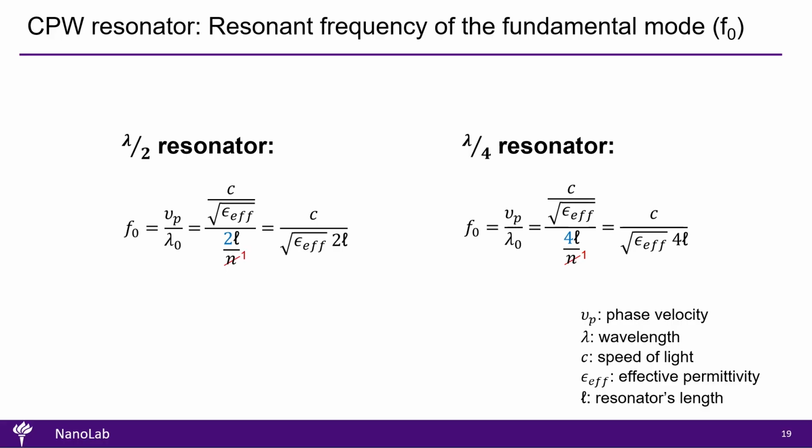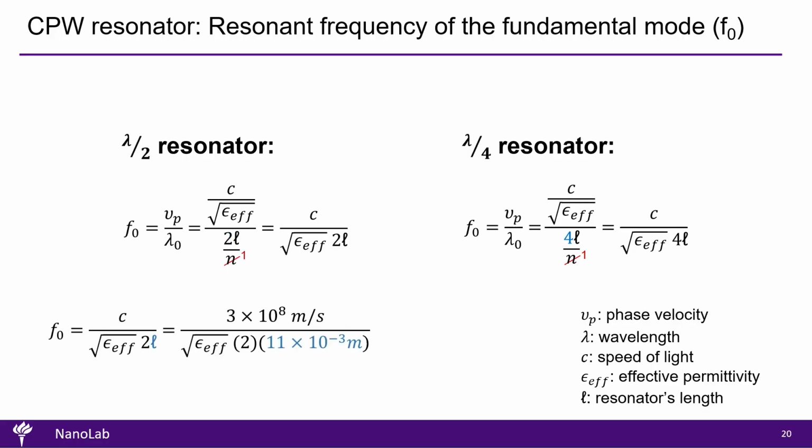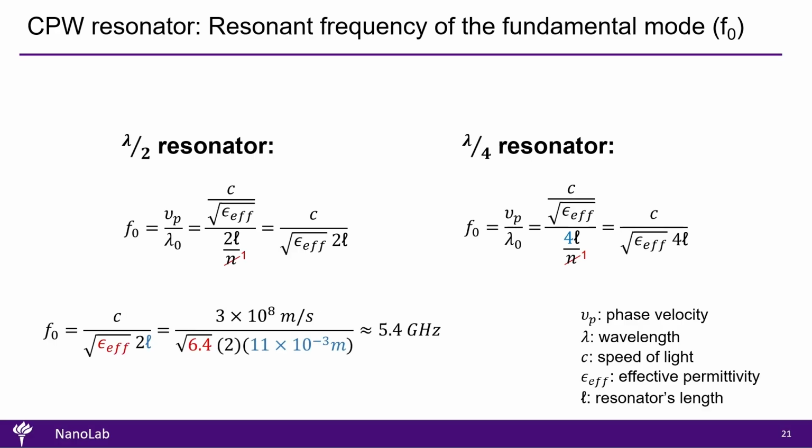For example, let us estimate the fundamental frequency of an 11 mm long half-wavelength CPW resonator on silicon at 300 Kelvin, with a center conductor width of 10 microns and a gap width of 6 microns. As we mentioned earlier in this session, a CPW with these characteristics has an effective permittivity of 6.4. Therefore, the resonant frequency of the fundamental mode is approximately 5.4 GHz.